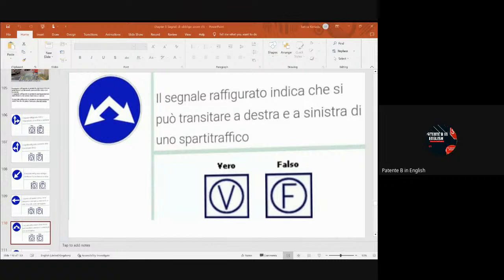And the answer to this question is true. Il segnale raffigurato indica che si può transitare. You can transit. Already on the carreggiata, you are circulating or you are transiting. So you have an obstacle ahead of you. So the obstacle you have ahead of you, okay, you can transit on the left hand side or on the right hand side of the obstacle. So it's the same as passare. You are transiting, you are passing by an obstacle. So the answer to this question is true.